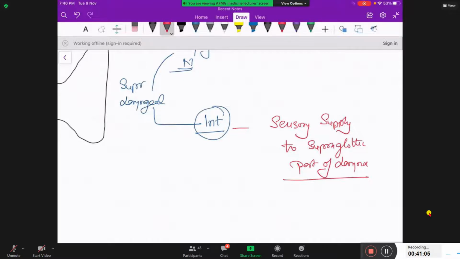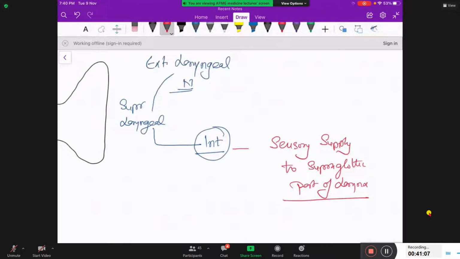Now, can an internal branch of superior laryngeal nerve get injured in thyroid surgery? Yes or no? Answer is yes. But rarely.